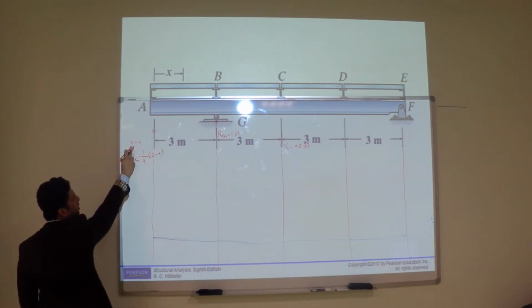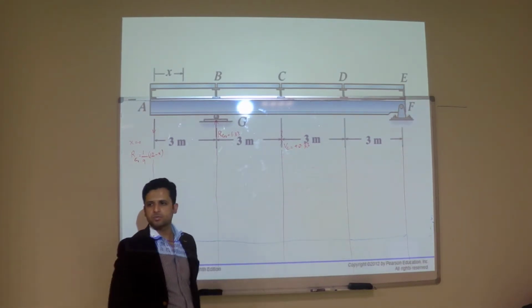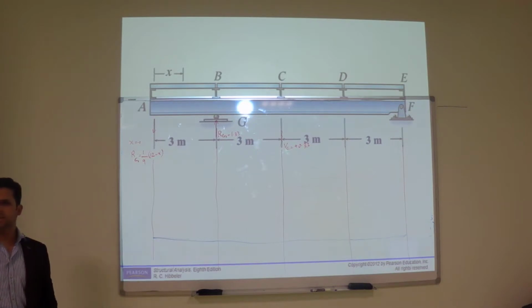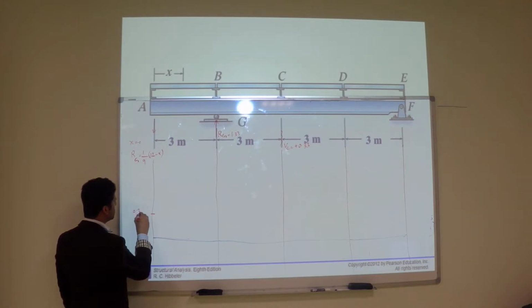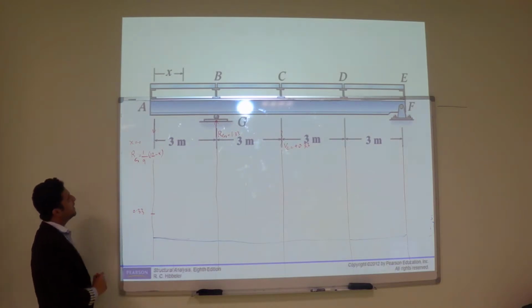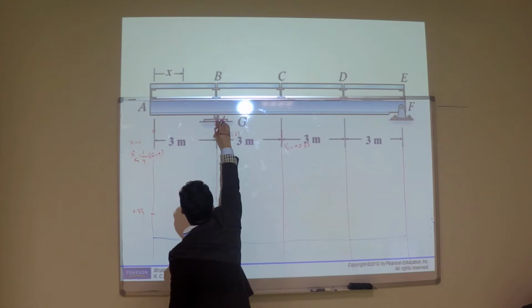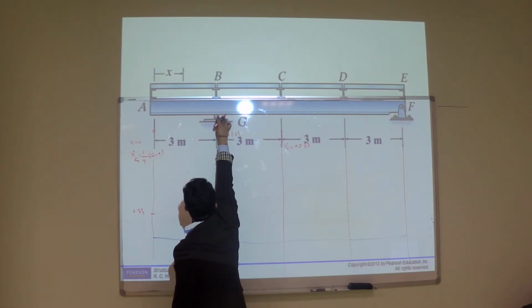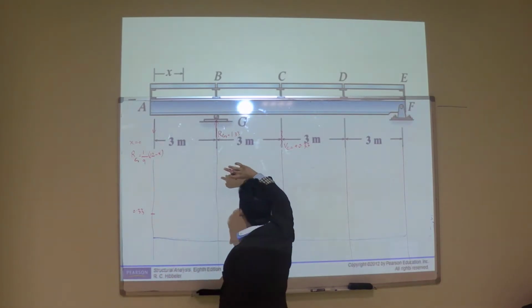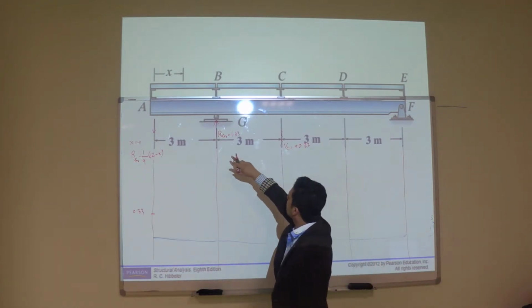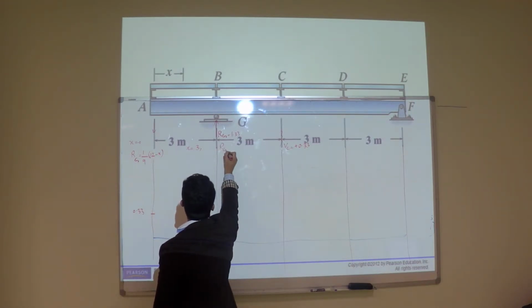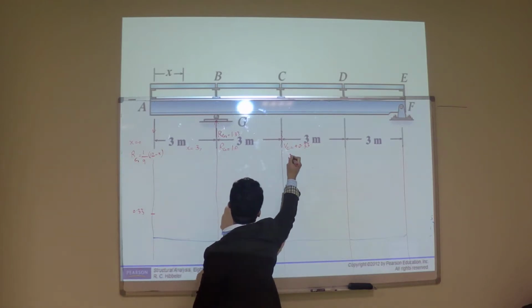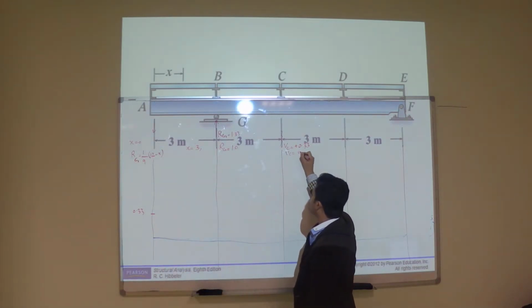When x is 0, how much is the shear at point C in panel CD? 0.33. So just make a point here, 0.33. And when x is 3 meters and the load is here, how much will be RG? 1. And how much will be VC? 0.